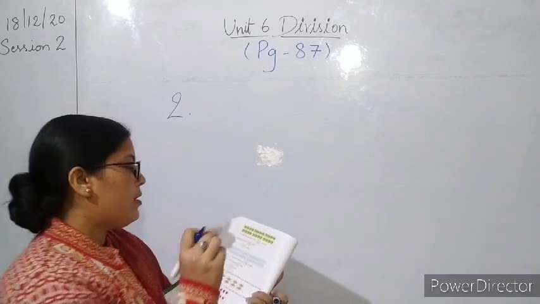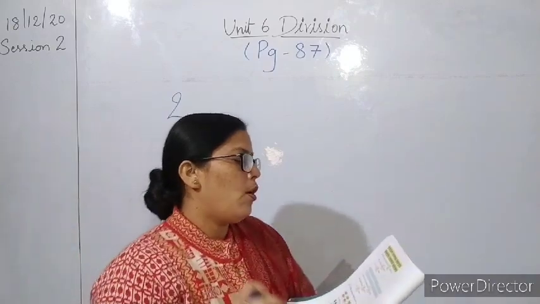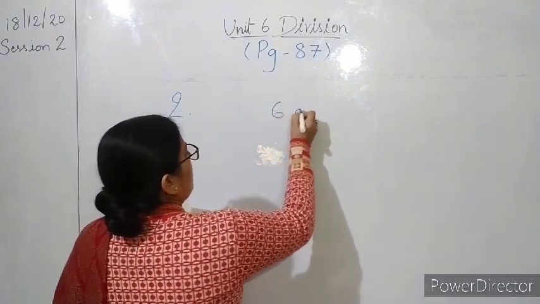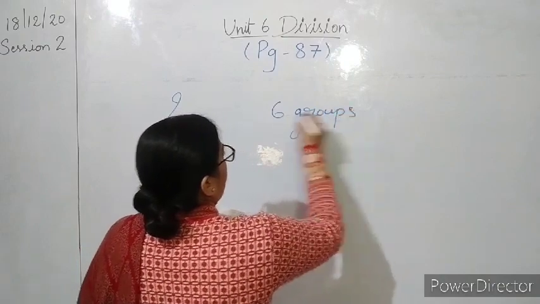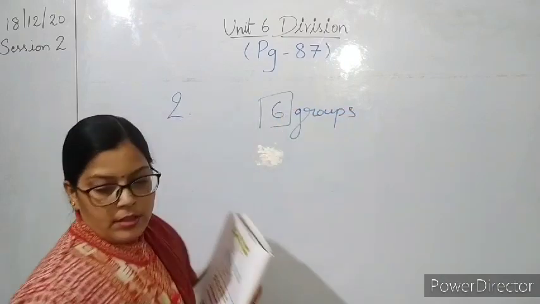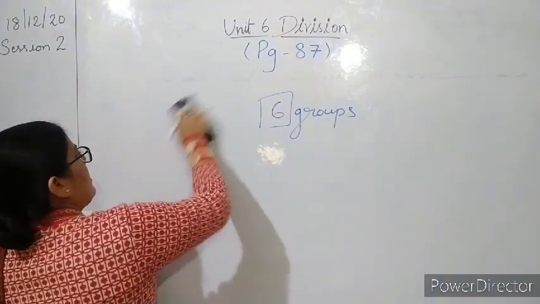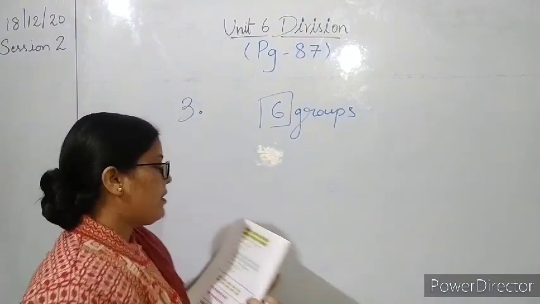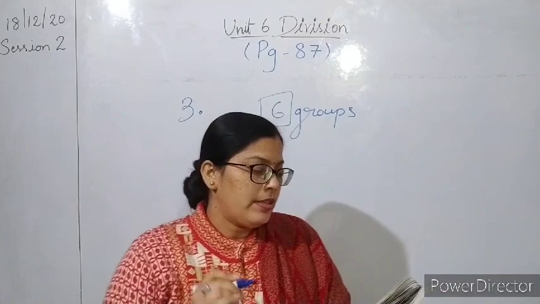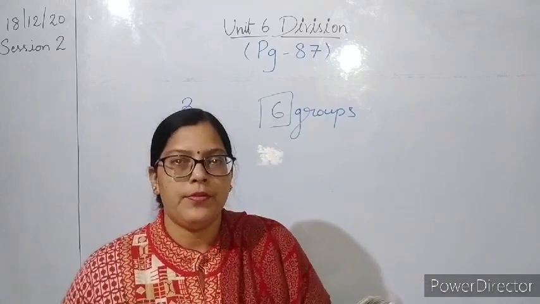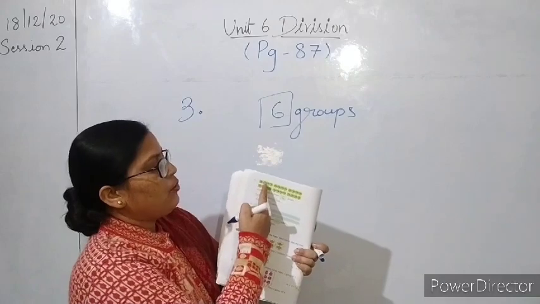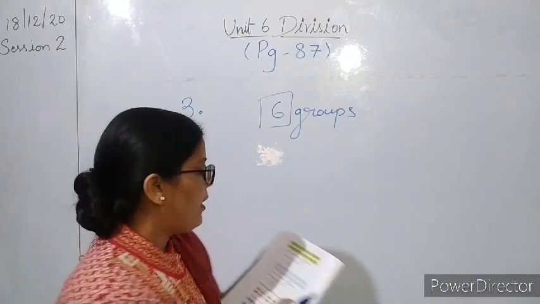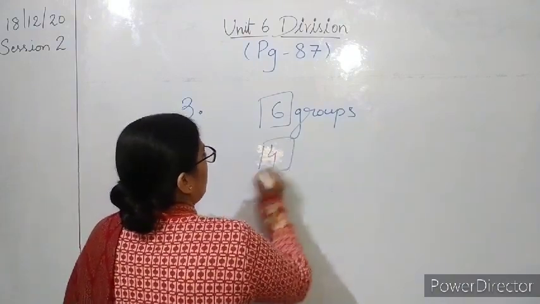Okay. So what is written in the first line? 24 balls are divided into dash groups. How many groups? 6 groups. Okay, you have to write 6 in the first block. Then what is written in the second line? Each group has dash balls. Now just see, in each group how many balls are given? 1, 2, 3 and 4. You can see in your book there are 4 balls in each group. So each group has 4 balls.